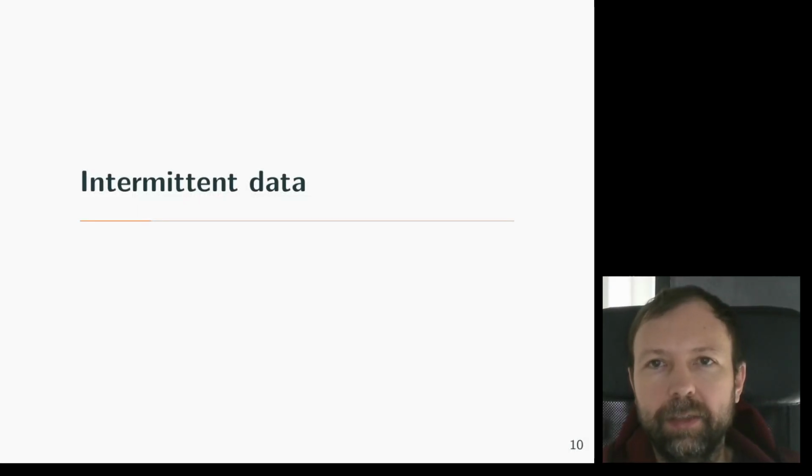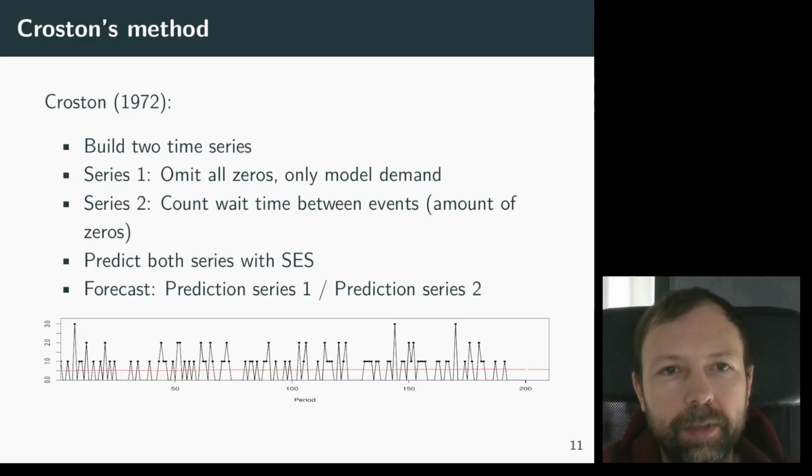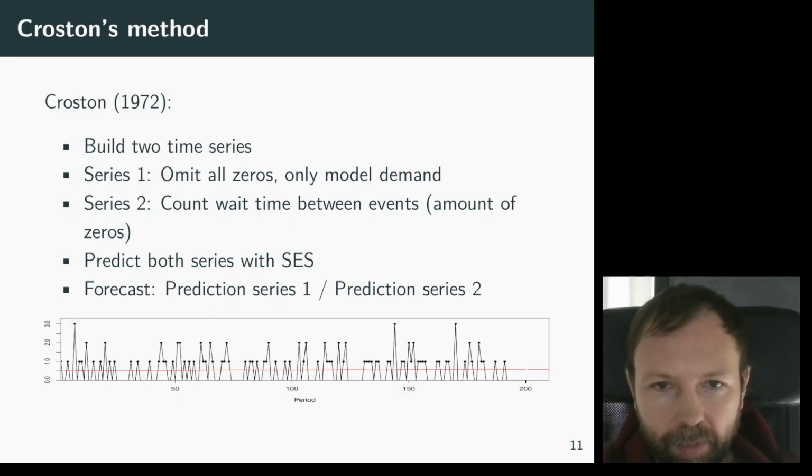Okay, let's quickly talk about intermittent data. Not much I want to say here. So intermittent data, well, that's data that has a lot of zeros. And the classical method for that is Croston's method from 1972.